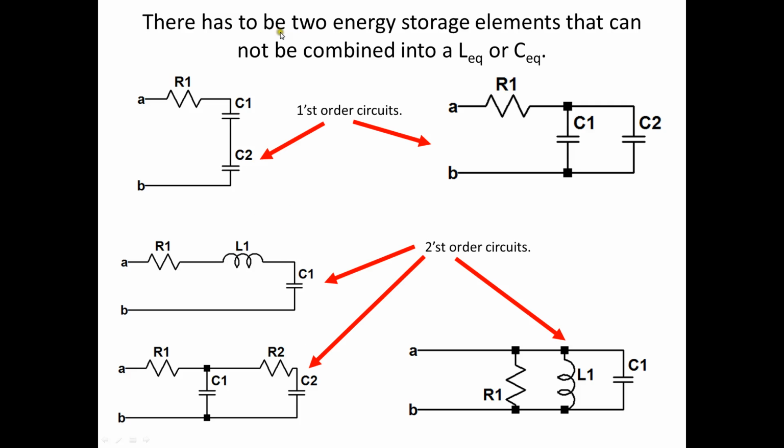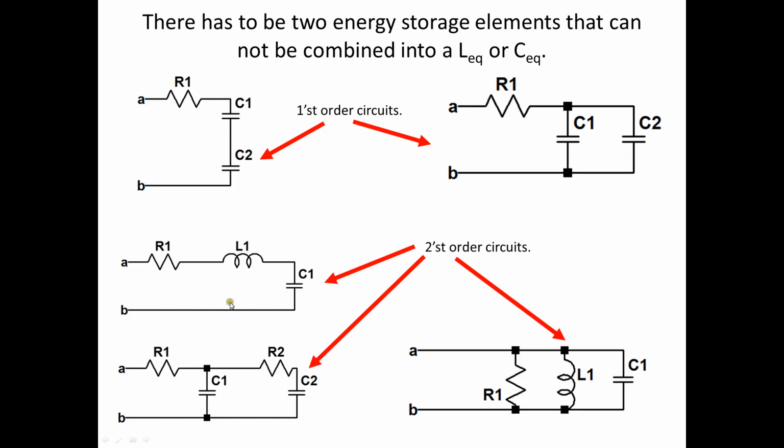So there needs to be two energy storage elements that cannot be combined into an L equivalent or a C equivalent. And so in this case, yes, there's two energy storage elements in series and two energy storage elements of the same type in parallel. Well, you can find an equivalency of them in parallel, and you're going to find an equivalency of them in series. And so these are only first order circuits.